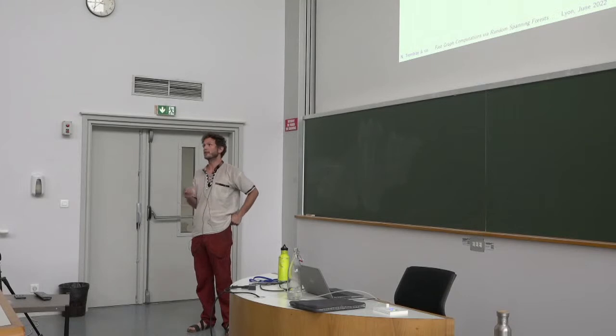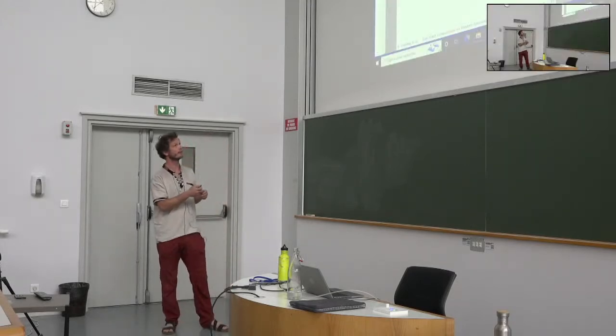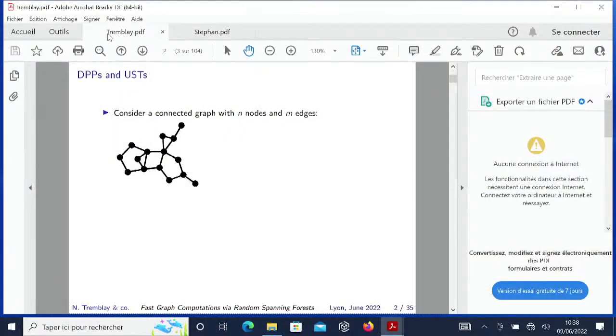So I consider a connected graph with n, so small n here. Is there a laser in here? Yeah. Okay, laser. Sorry, I'm learning. Yeah, the big middle button is the laser. Okay, I didn't see it.